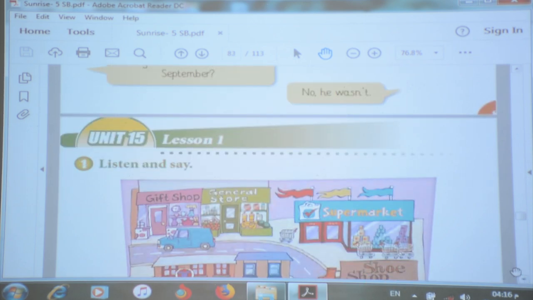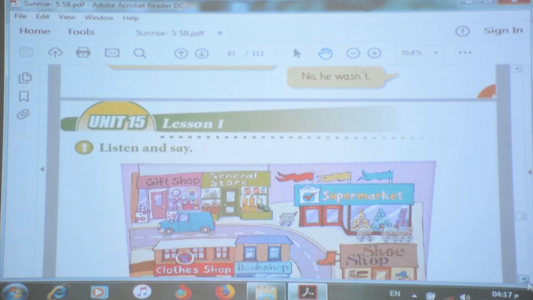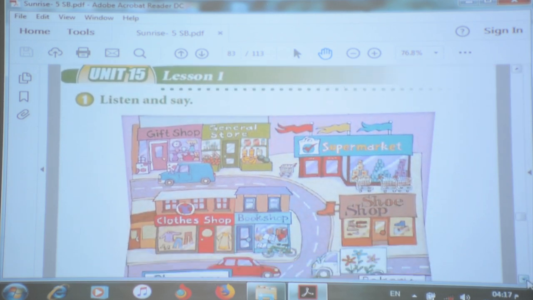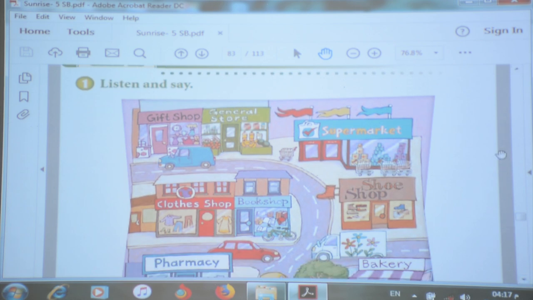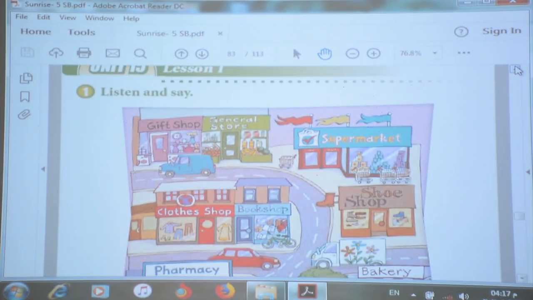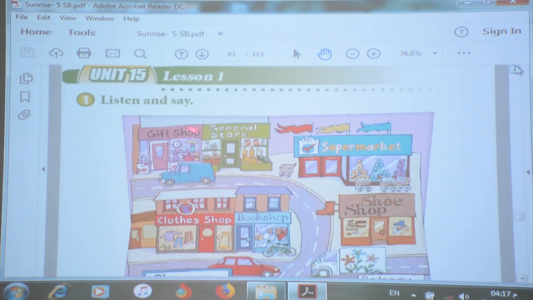Let's go to unit 15, lesson 1. There are some words with shop. There are different types of shops. Okay? You know, this one is gift shop. If you wanted to buy some flowers, some present for anyone that you wanted, you should go to this shop. The first shop is gift shop.